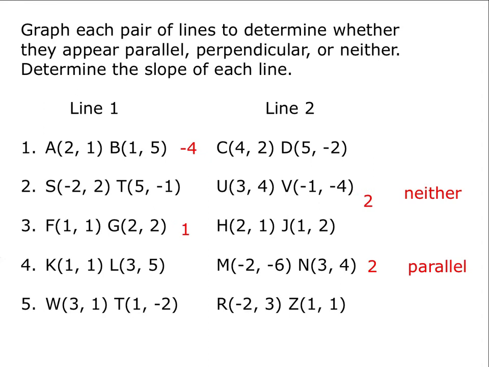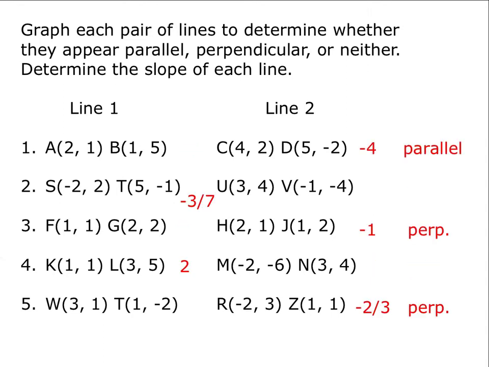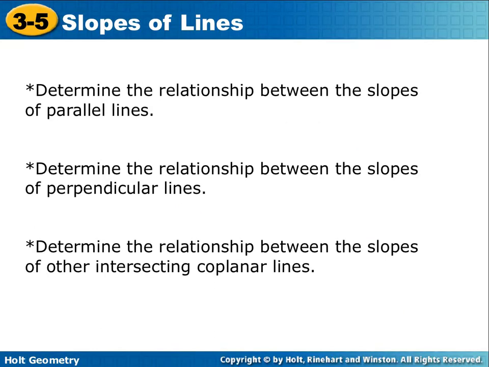Okay, 5th row. They look perpendicular, and you said you measured with the 90 degrees. Okay, slopes. 3 over 2 and -2 over 3. Correct. Okay, so determine the relationship between the slopes of parallel lines.